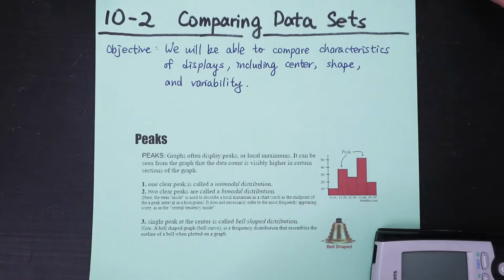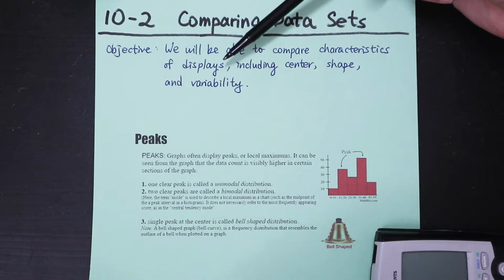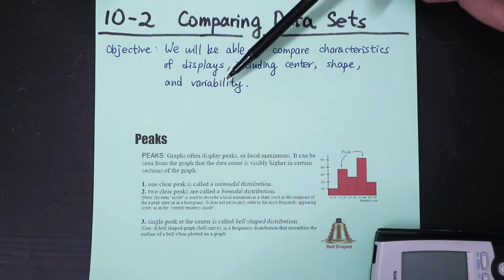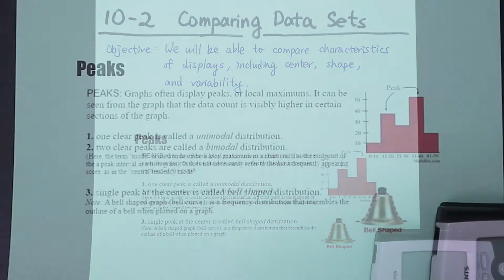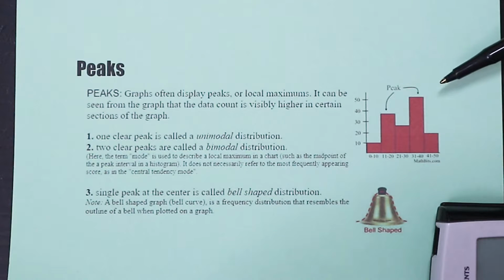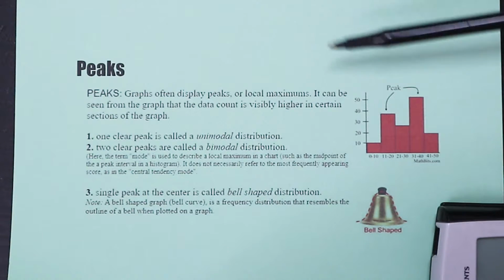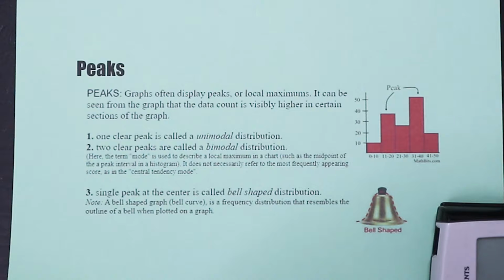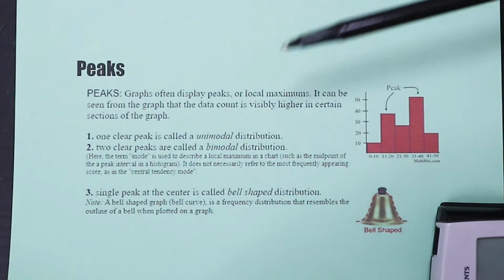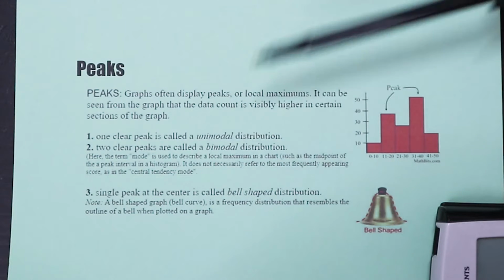In 10-2 comparing data sets, our objective is to compare characteristics of displays, including center, shape, and variability. Well, let's talk about shape first. So in a histogram, there are something called peaks. Peaks are pretty much the highest point in a histogram. Sometimes there will be one peak only. This is the highest point, and we're going to call it a unimodal distribution.